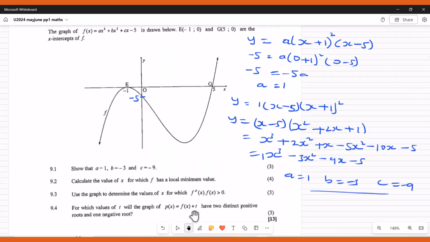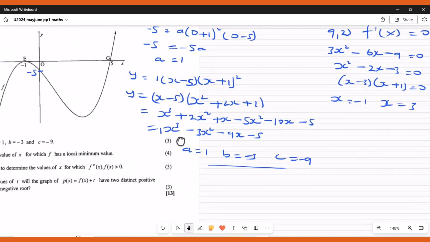Must calculate what? The value of x for which f has a local minimum. So our answer here is x equal to 3, because you see that that's the positive, which is here. This is the local minimum, and its x value is going to be the 3 which is here. So this is 3 here. Okay, alright. What else do we need now?